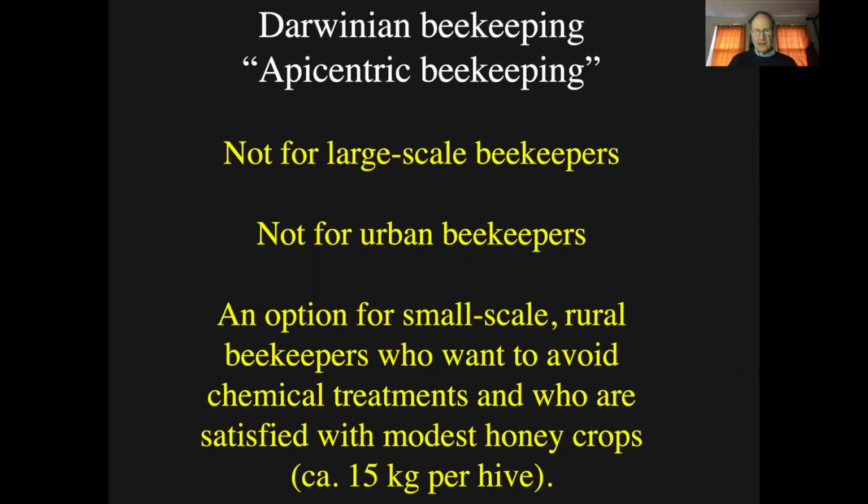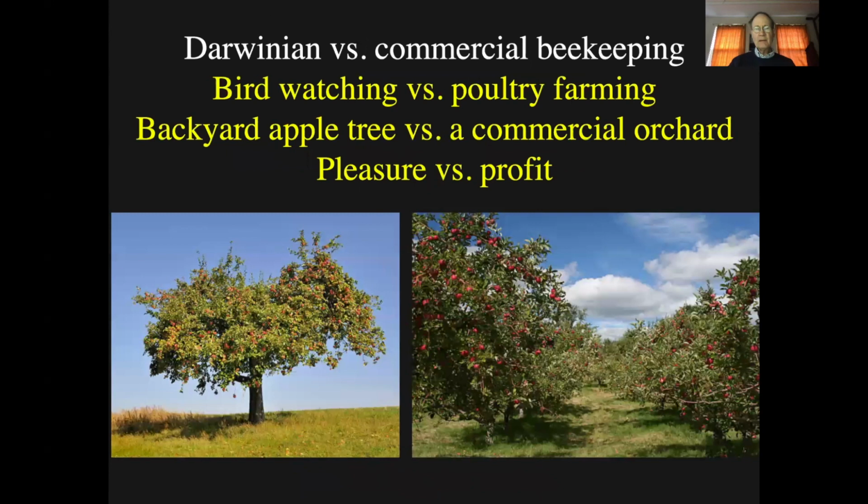What it is, is an option for small-scale rural beekeepers who want to avoid chemical treatments of their bees and who are satisfied with modest honey crops, about 15 kilograms per hive or thereabouts. So that's what it is. It's not your traditional kind of beekeeping where the emphasis is on honey production or crop pollination. The Darwinian beekeeper will typically have just a handful of colonies, so they can be widely spaced.